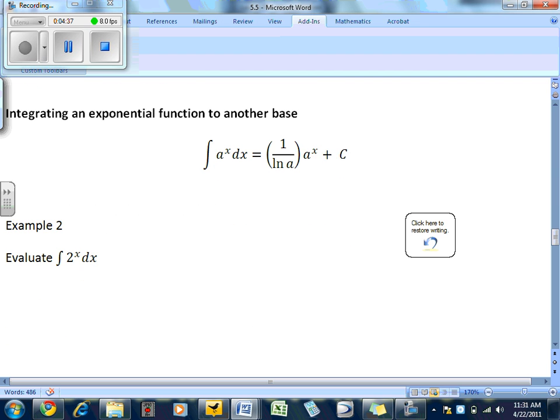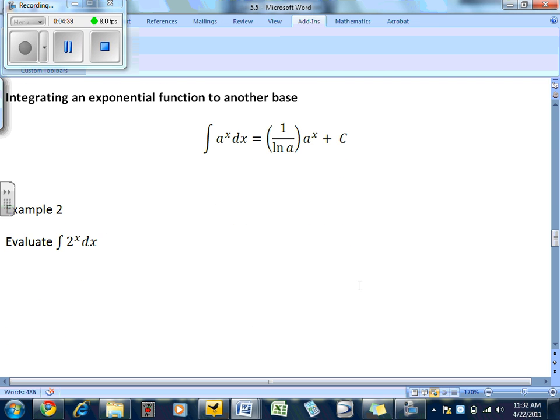Integration of an exponential function to another base. The integral of a to the x dx is 1 all over the natural log of the base times our original function. So if I wanted to evaluate the integral of 2 to the x, the integral of 2 to the x is just going to equal 1 all over the natural log of the base times what we started out with, so 2 to the x plus c. And that's it there.